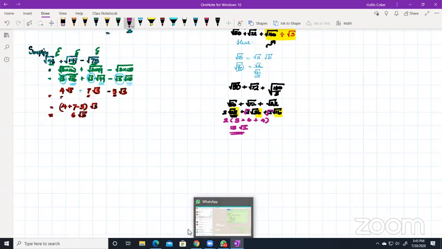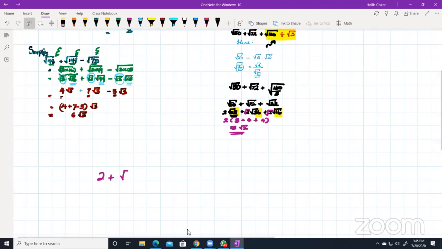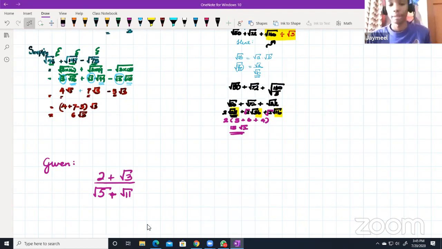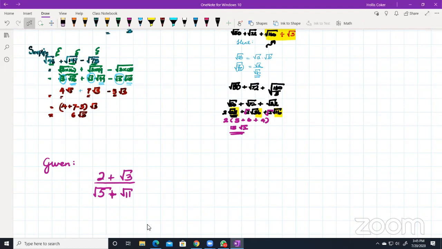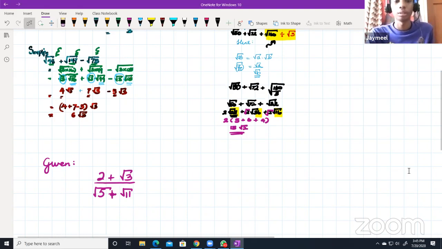Let's say I give you (2 plus root 3) all over (root 5 plus root 11), and I ask you to rationalize it. Oh yeah, you have to multiply both sides by the denominator. So it'll be root 5 minus root 11 divided by root 5 plus root 11, I think.